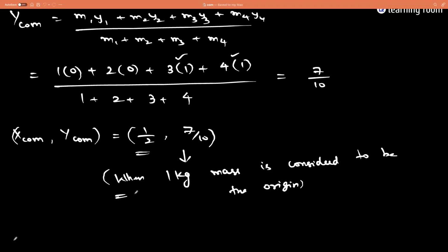But wouldn't the same apply for 1 by 2 also? Wouldn't the same condition apply for 1 by 2 also? The coordinate itself, no, I'm not talking about. See, 1 by 2, comma, 7 by 10 is the coordinate with respect to the 1 kilogram mass being considered as the origin. I didn't write it, only. Oh, for both. Oh, okay, sir.